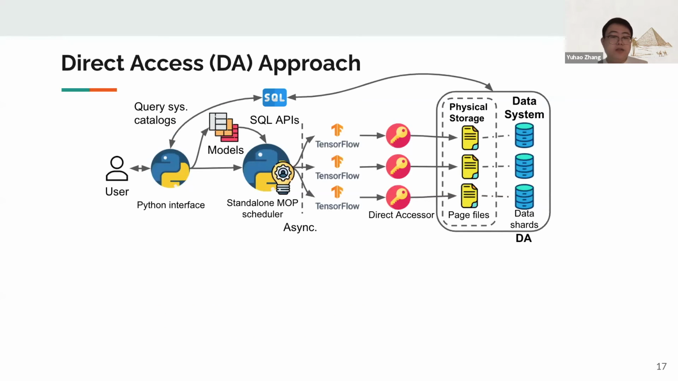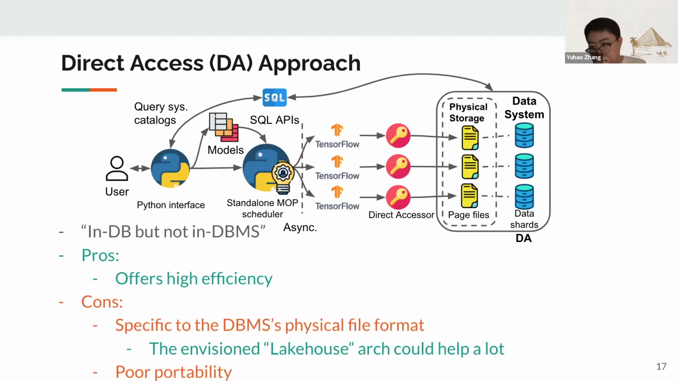I have mentioned it took time to access data from the DBMS. So to bypass that, we devised this direct access approach, where we query the catalog from the DBMS and figure out the location of the physical files, and we just directly access them and cache them. With this, we can use whatever standalone deep learning framework as is. We call this in-DB, but not in-DBMS, because the DBMS still governs the data, but it's not involved in the training process.